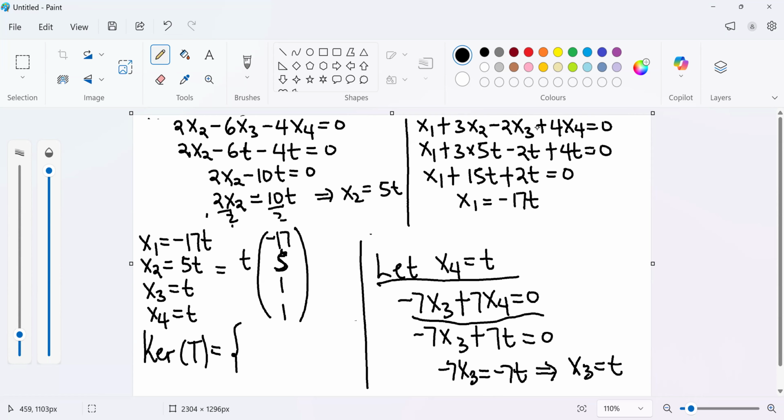has the vector -17, 5. I don't know why it's letting me down. Maybe I write up, right side.